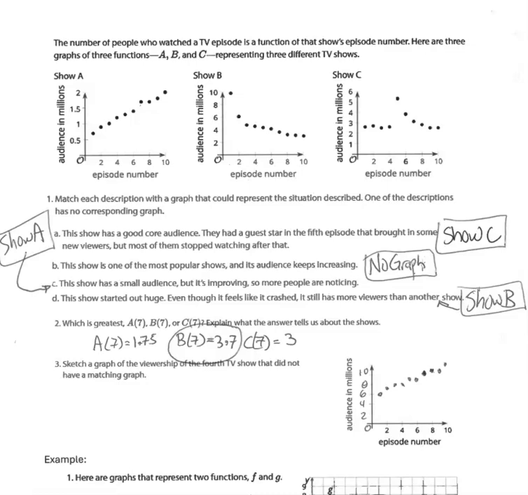Then they wanted us to check the values of A of 7, B of 7, and C of 7 to figure out which one was going to be the greatest. When I looked at this for each one of them, I had to approximate a little bit, but when I approximated, it looked like 1.75, 3.7, and 3. So the biggest would be for B. And then I went over and drew the graph that I came up with for the one that was missing, which was the explanation for B.